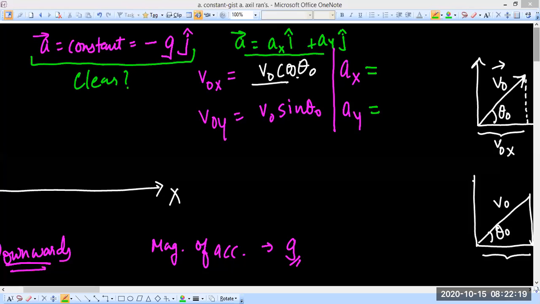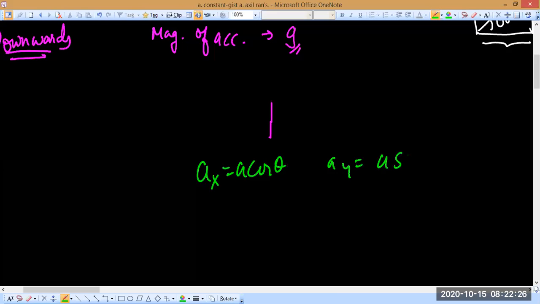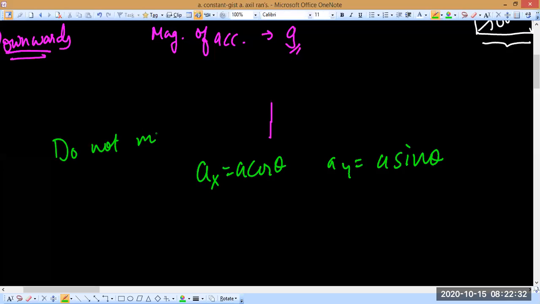I want to warn all of you, please don't sit and mug up that AX means A cos theta and AY means A sin theta. Do not mug it up. Okay, please don't mug it up. It doesn't help. You should understand the context. You should understand the situation.